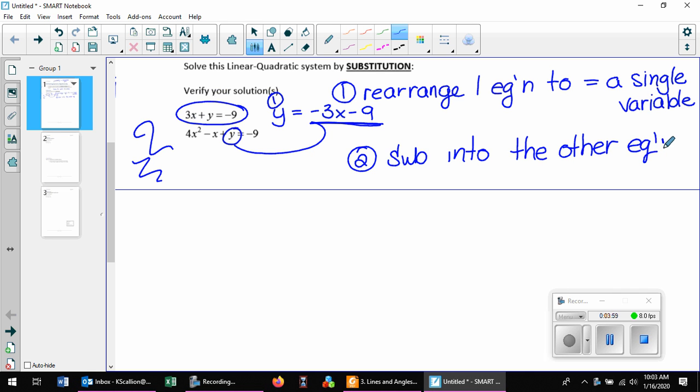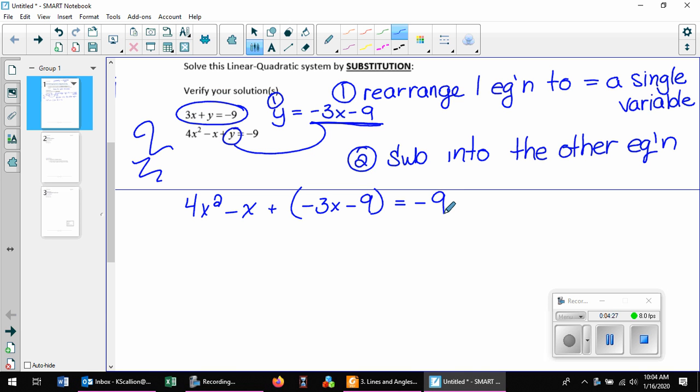Okay, so you're going to sub into the other equation. That's really important. You can't sub back into the equation you just changed around. It's got to be the other one. So we're going to have 4x squared minus x plus, I like to put it in brackets just for now because I'm plopping it right in, negative 3x minus 9 equals a negative 9.